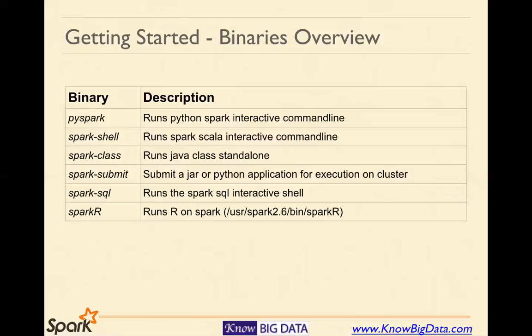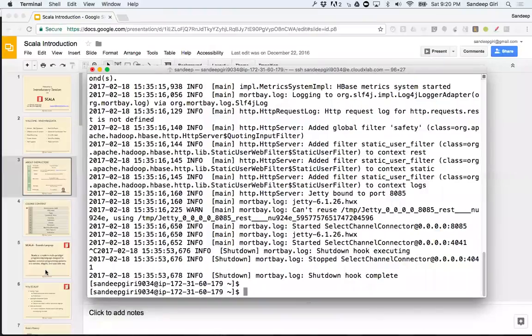And spark-class is just to run a Java class. It is not really executing it on the cluster; it is going to run locally. Spark-submit is the equivalent of hadoop jar. It submits your work to the cluster, and once it's done, you get back. Okay, so let me show you each one of these commands quickly.